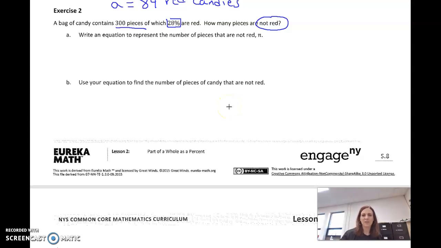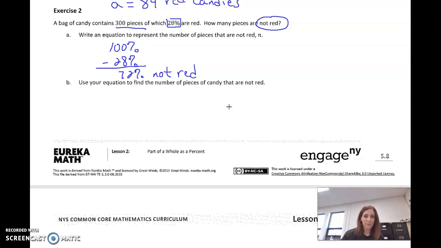All right, so again, we're focusing on what is not red. So if you think about it in terms of percentages, 300 pieces, that's 100%. 28% are red. So if I subtract 28%, 100 minus 28% is going to be 72%. 72% of the bag of candy is not red. All right, so I'm going to just write my equation down here.